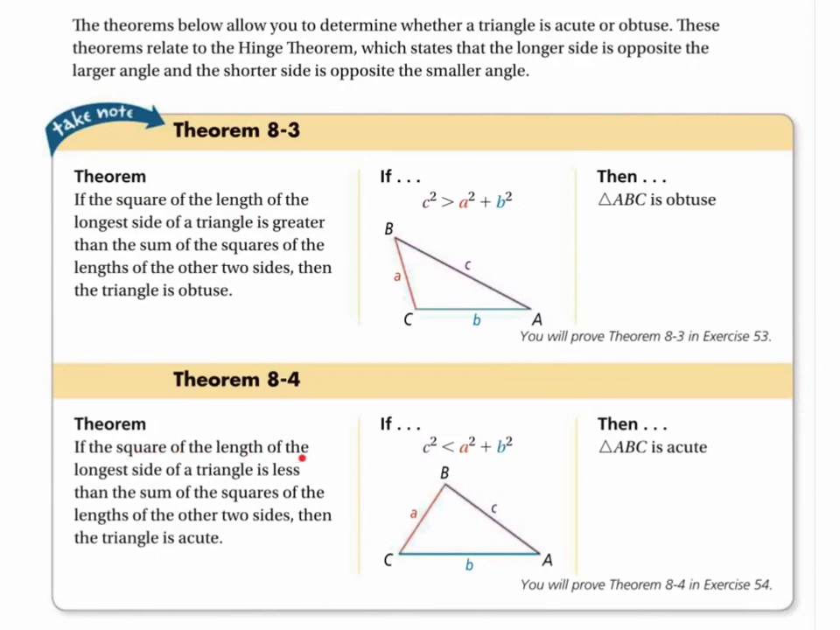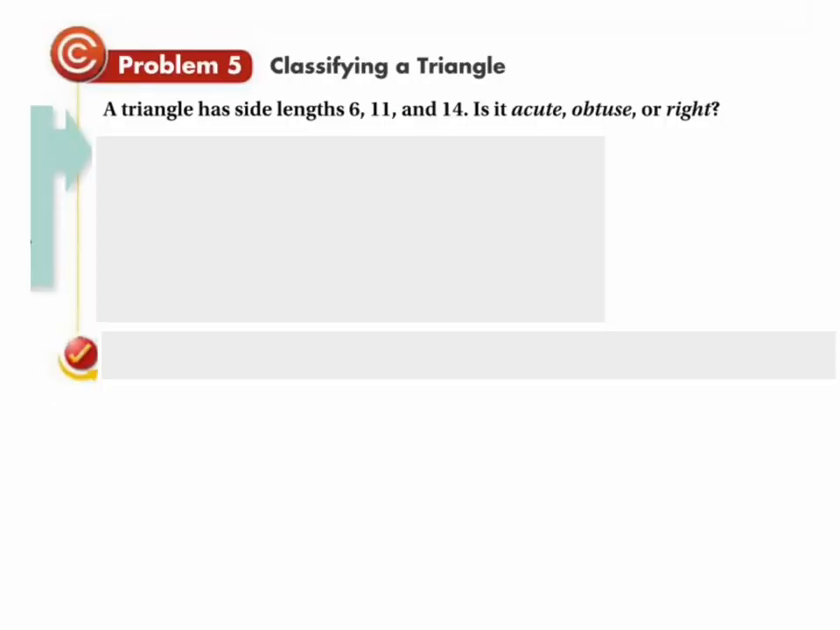If the square of the length of the longest side, that's c squared, ends up being less than the sum of the squares of the lengths of the other two sides, this squared plus this squared, then that side is smaller, meaning you needed to shorten that side less than what it would be when it was perfectly a right angle. Therefore this angle has to close less than 90 degrees, and the triangle is acute.